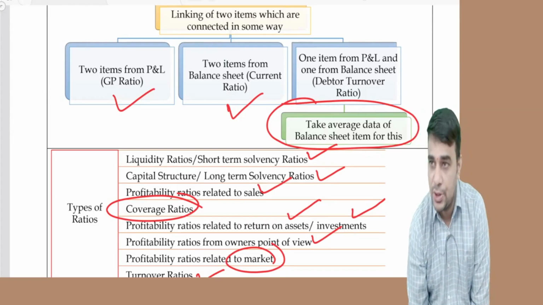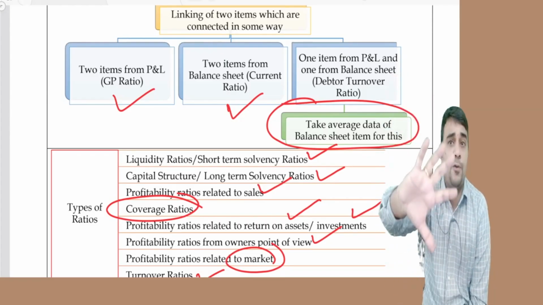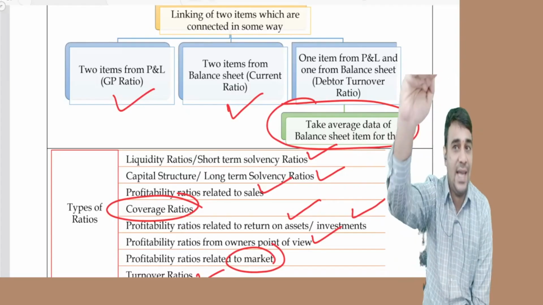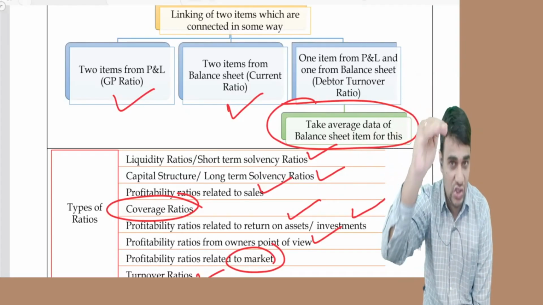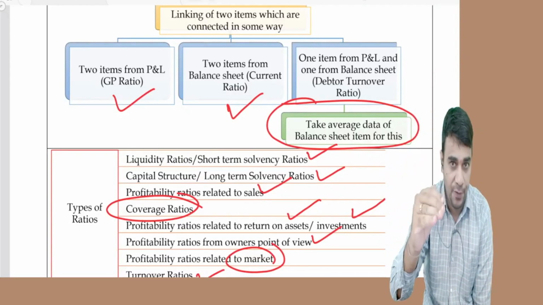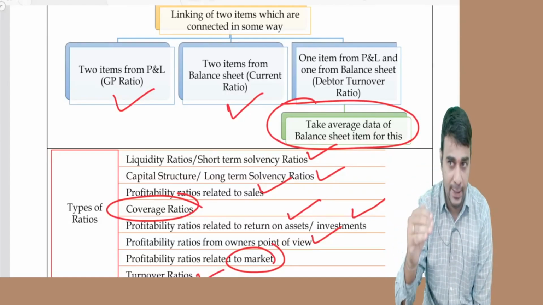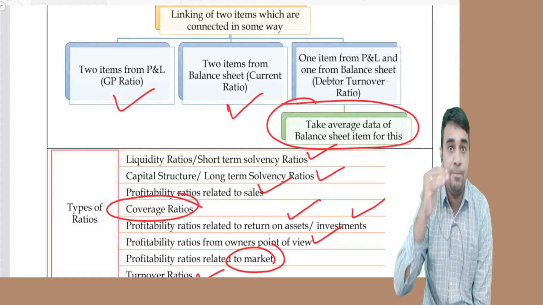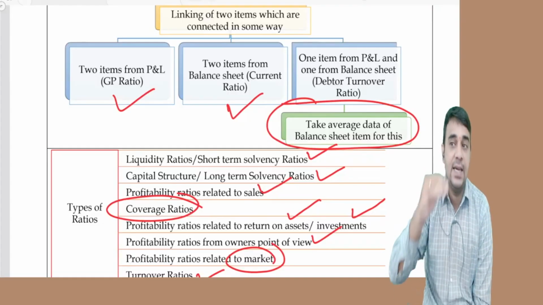Then we saw profitability ratio related to sales. We had an income statement format. I don't want the ratios. We start with sales, deduct what? COGS, get gross profit, deduct operating expenses, get EBIT or operating profit, deduct interest, EBT, deduct tax, EAT.